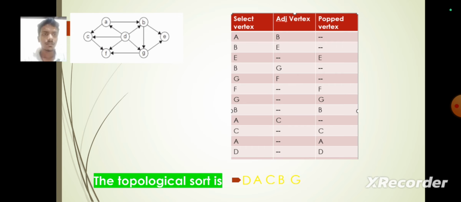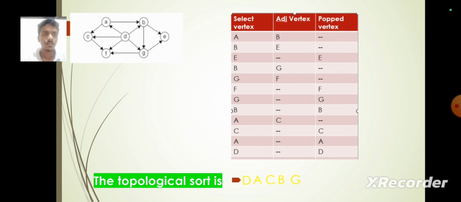In this graph, remove D. The topological order is D. Remove A. Topological order D and A. Remove B. Topological order D, A, B. Remove C. The topological order D, A, B, C.